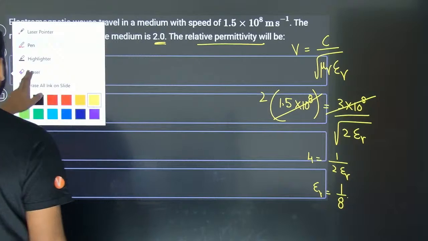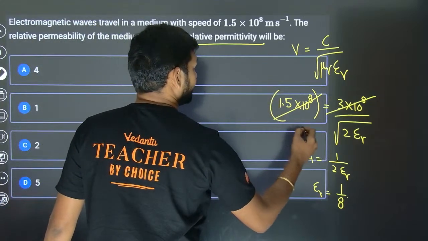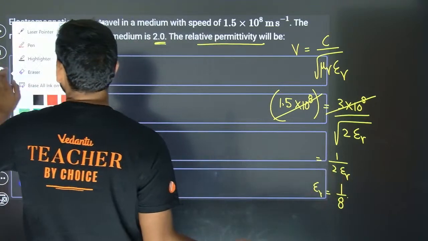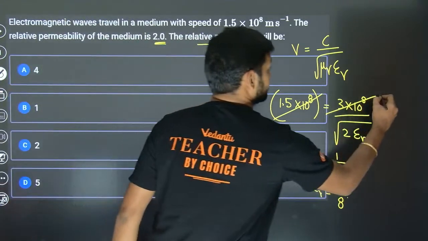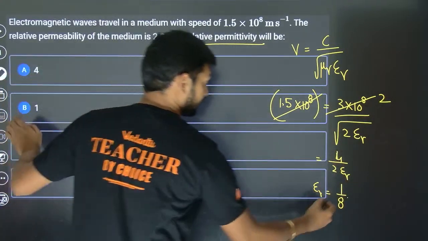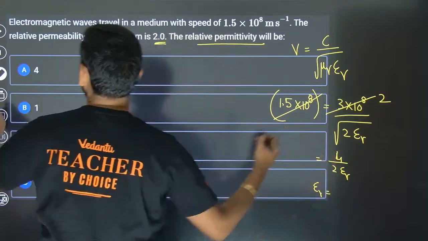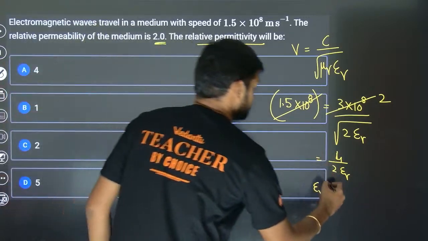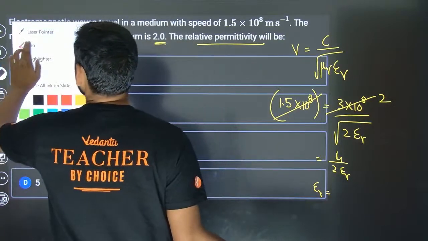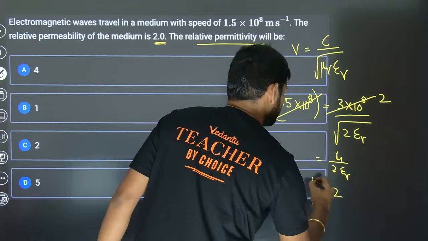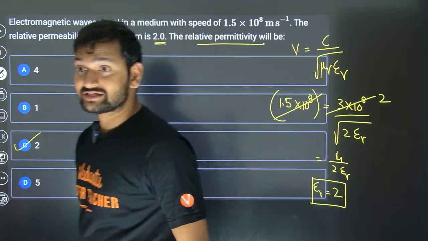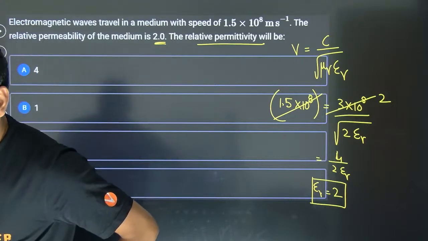Bad boy. Why did I say it to be bad? Because I did a calculation mistake. This is 2. So when you do squaring, you'll get 4 here. And then 4 by 2 will be what? 2. So epsilon r is going to be how much? 2. So which option is having epsilon r as 2? This option, option C. Very good, Mr. Arjun.